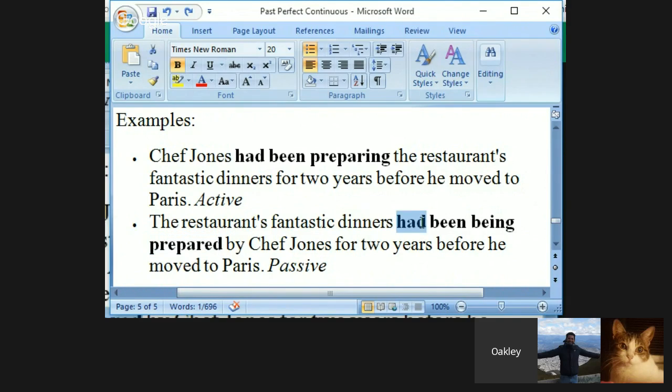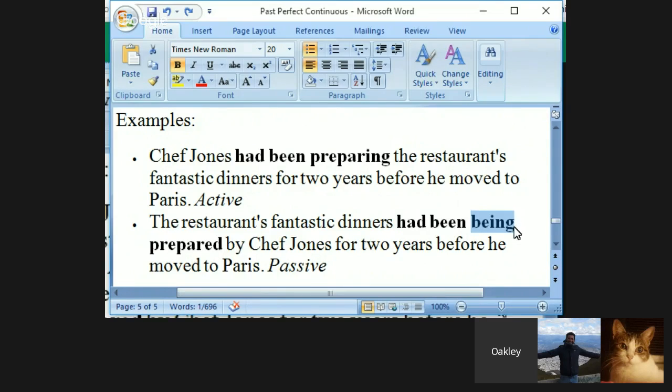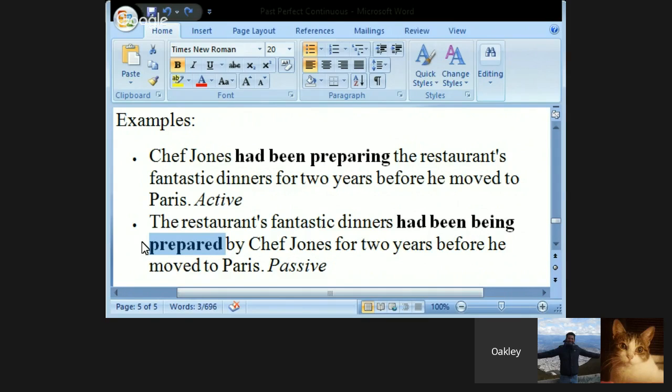Okay, and we have 3 auxiliaries. The first auxiliaries, had been, which indicates we're going to be looking at a past perfect continuous. And then the verb to be is kind of used as a substitute main verb. If we got rid of our main verb prepared and just looked at had been being, we could recognize this as past perfect continuous. All right, so then we add the main verb, had been being prepared.